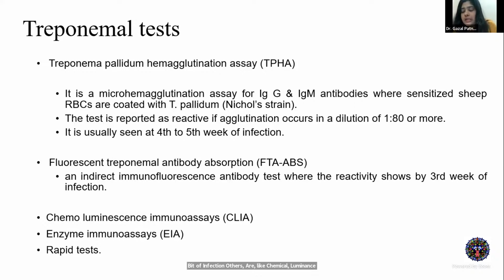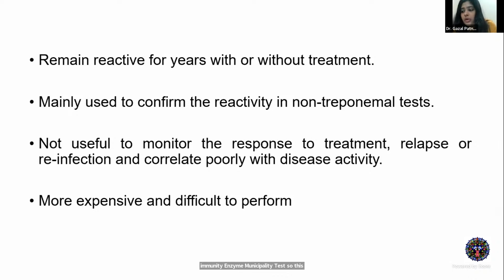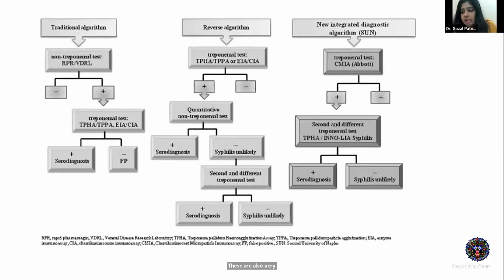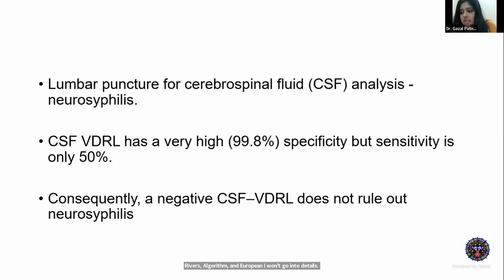These treponemal tests remain reactive for years with or without treatment. They are mainly used to confirm the reactivity in non-treponemal tests. Also, they are not useful to monitor the response to treatment or relapse or reinfection, and they correlate very poorly with the disease activity. These are also very expensive and difficult to perform. Three testing algorithms are recommended nowadays, that include the traditional algorithm, reverse algorithm, and European algorithm. I won't go into details; we'll stick to the labs. In case of any doubt, one can repeat this test after 2 to 3 weeks to confirm the diagnosis.